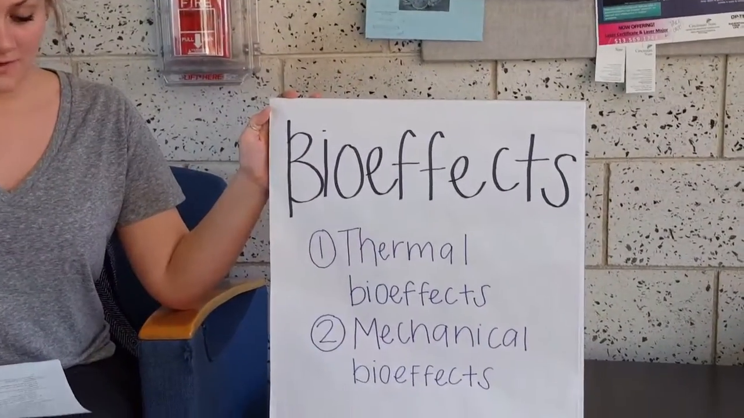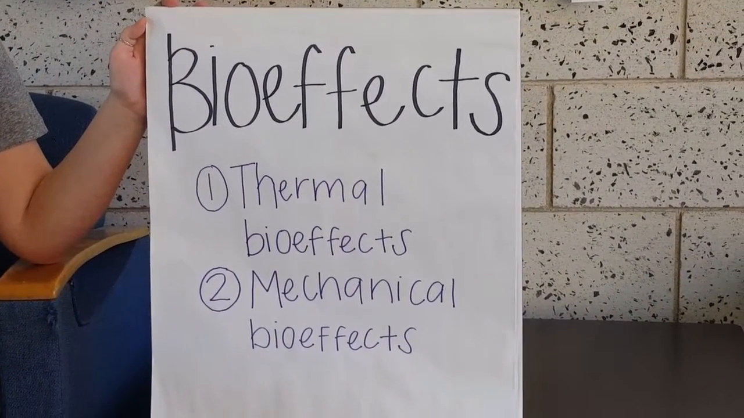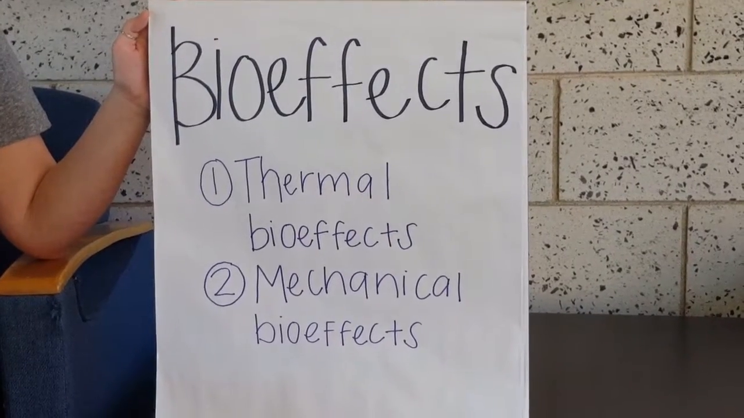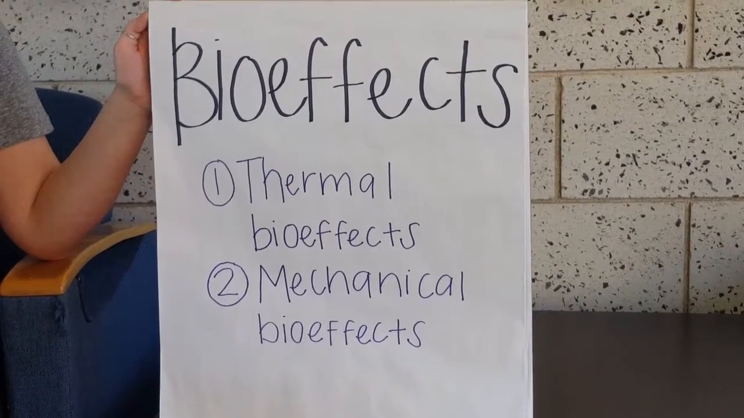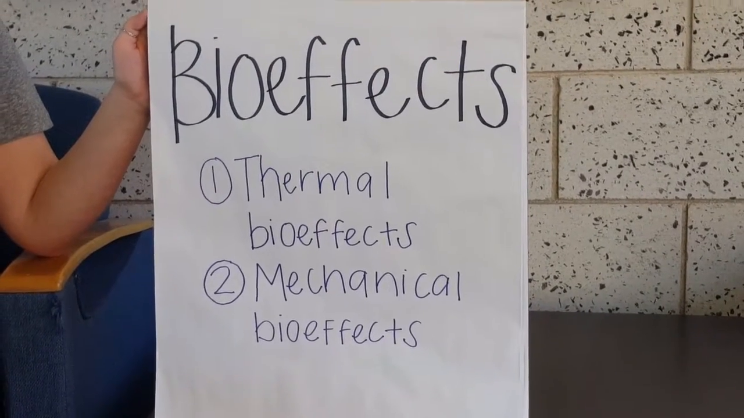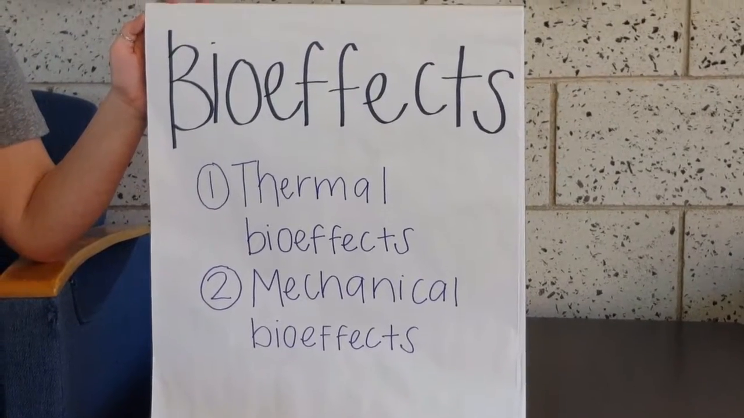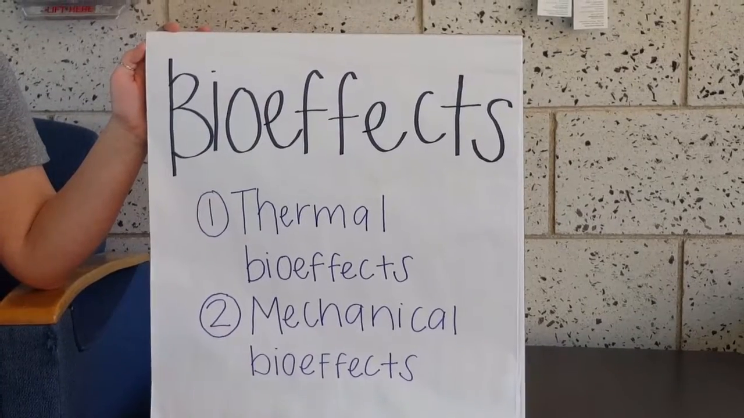First of all, bioeffects are defined as any effect that causes a change to the normal homeostasis. There are two types of bioeffects: thermal bioeffects, which are effects that cause a change in the temperature of tissue, and mechanical bioeffects, which are effects that cause destruction of cells due to intensity threshold. And remember, intensity equals power over beam area.